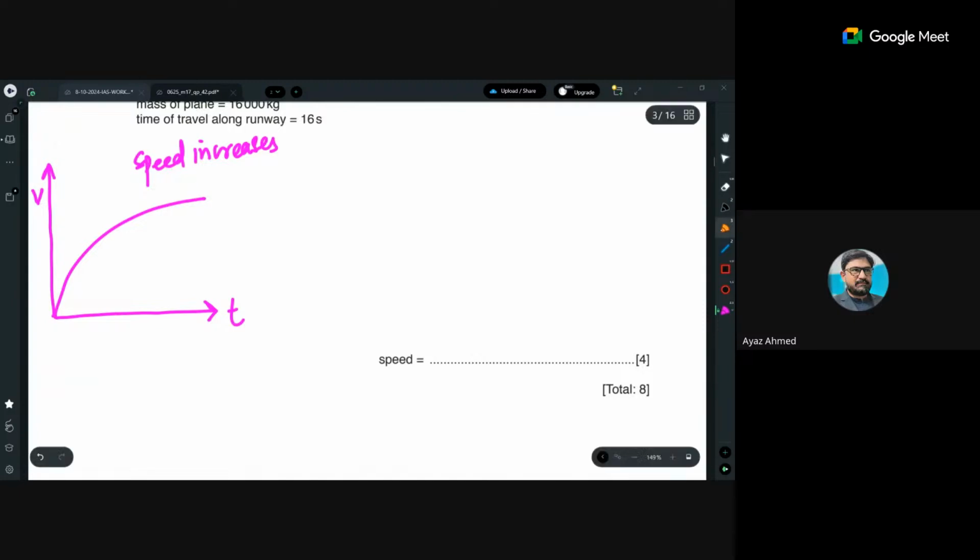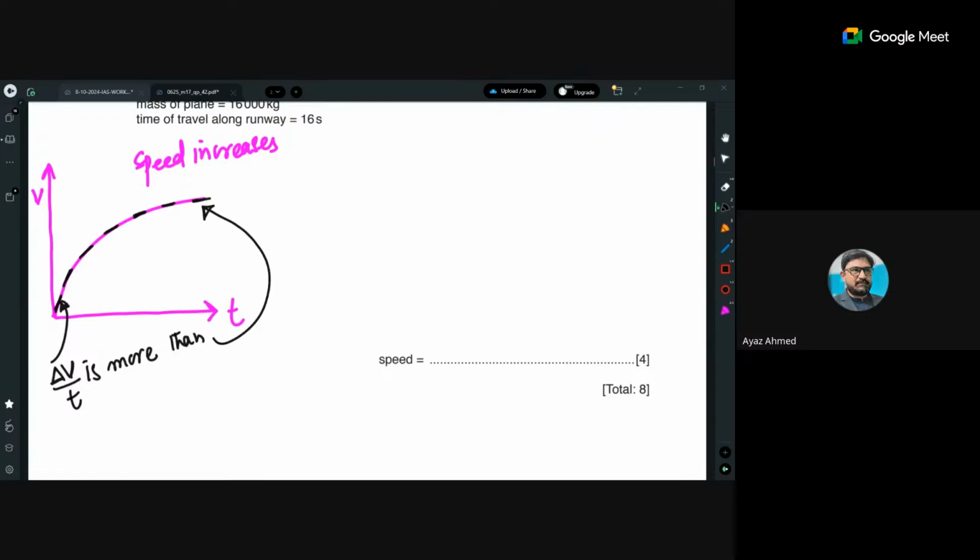but the increase in the speed reduces or decreases. Do you agree with me? Yes, sir. The rate at which speed was increasing initially, that is not at the final stage. So here the rate of increase, that is delta v by t, is highest compared to that at the end. Do you believe this thing?